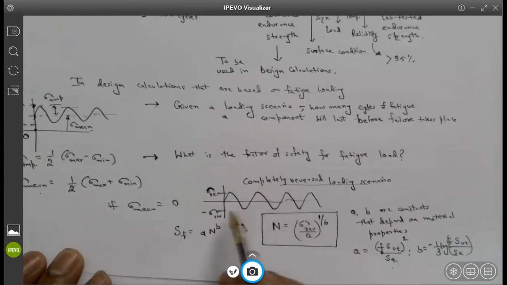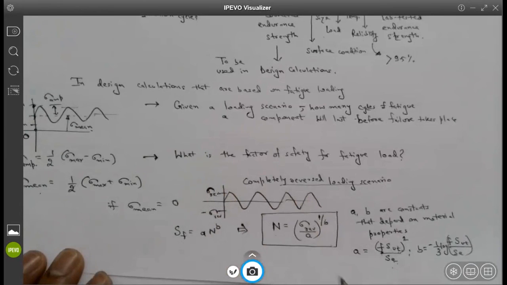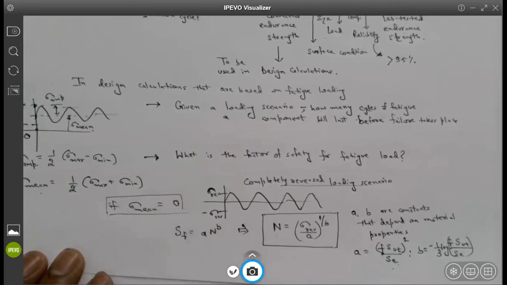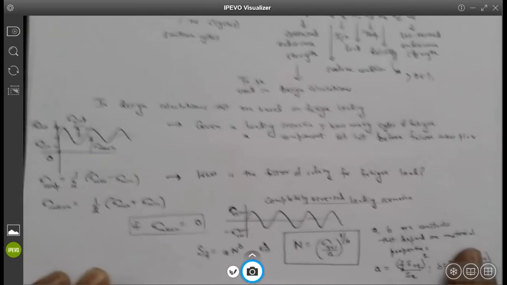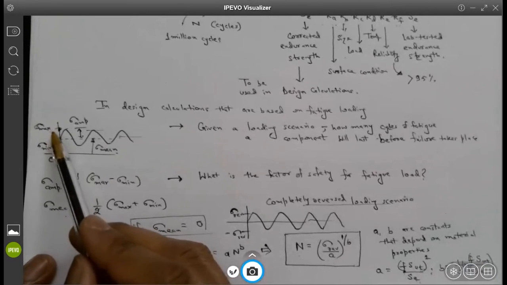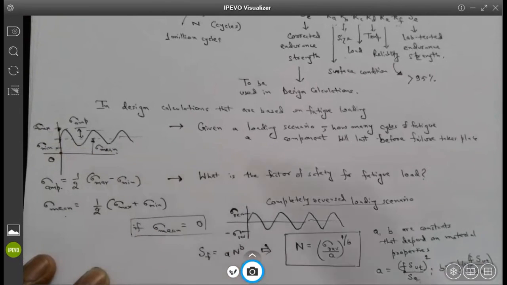Completely reverse loading scenario. So you have positive sigma and negative sigma, and they are equal in magnitude. That is why it's called reversible sigma. Stresses under reversible or completely reverse loading scenario. So is that when sigma mean is 0? Yes, that is when sigma mean is 0. Otherwise, you will never have a completely reversed cycle. I mean, you will have sigma minimum somewhat different from sigma maximum, but they will never be equal in magnitudes if sigma mean is non-zero.